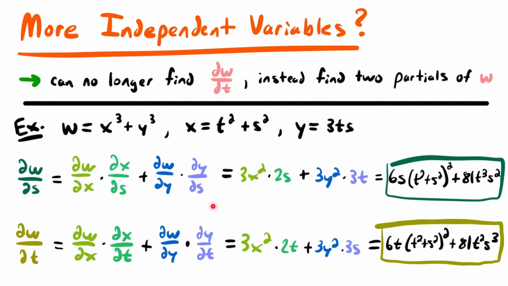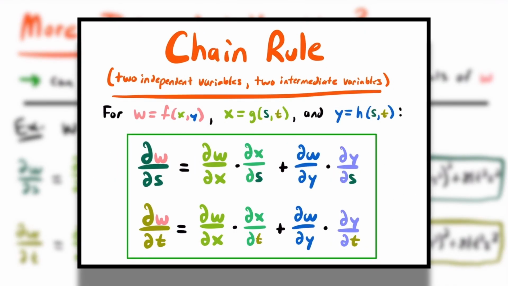And now we have both of the partial derivatives of w with respect to the different independent variables by using the chain rule. Okay, so to summarize what we've just done here, the chain rule for multivariable functions, where you have two independent variables and two intermediate variables, looks like this, given that you have a multivariable function, w, in terms of x and y, two intermediate variables that are both defined as multivariable functions themselves in terms of two independent variables, s and t, so we have g of st and h of st, there will be two partial derivatives to find, the partial of w with respect to s and the partial of w with respect to t.